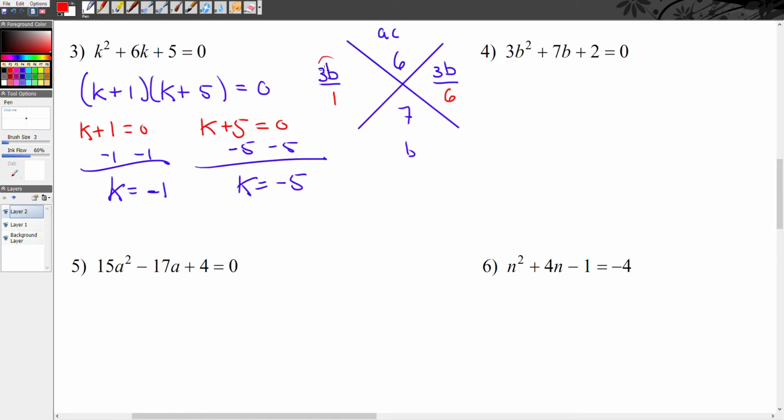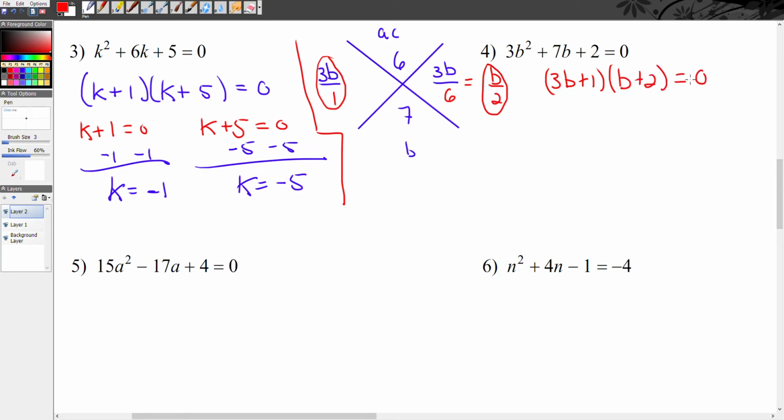3b over 1, this is already in simplest form. And 3b over 6, I can divide both of these by 3, and this gives me b over 2. Okay, so these are my two binomials. So now I have here 3b plus 1 times b plus 2.